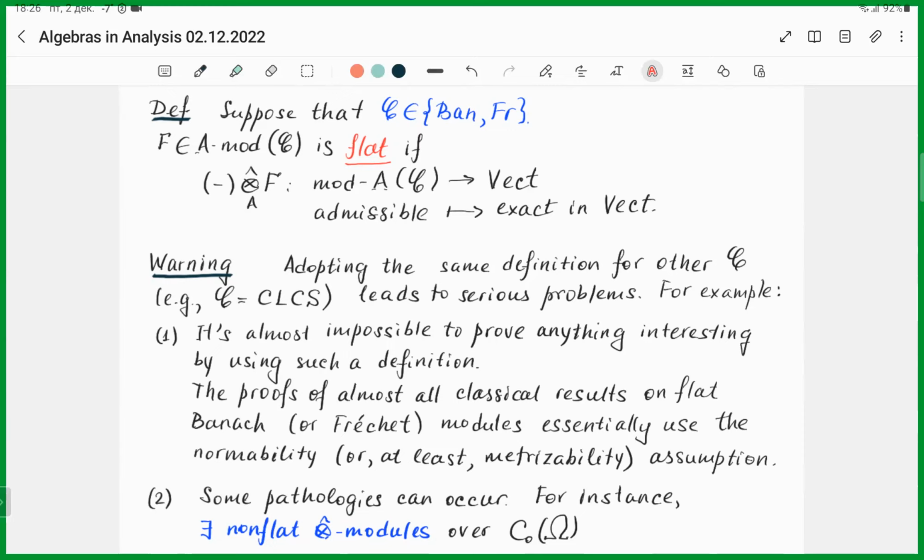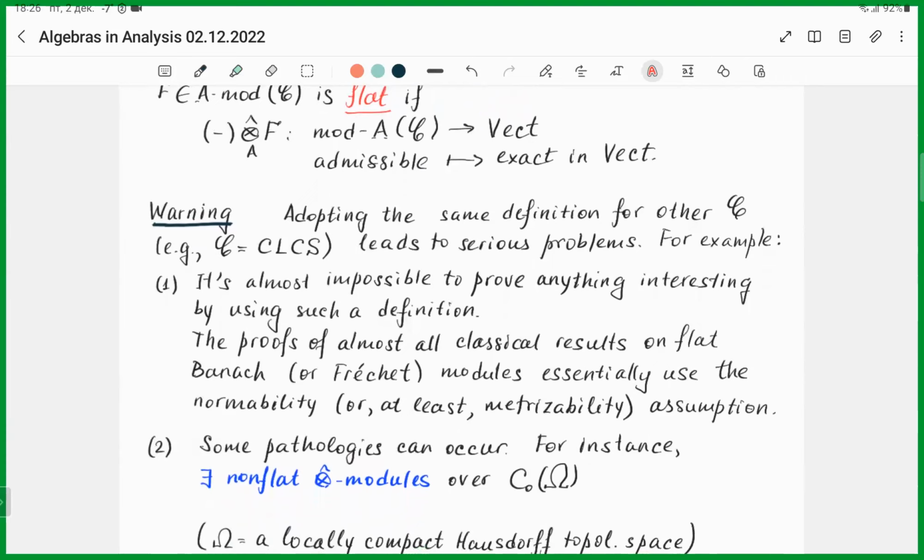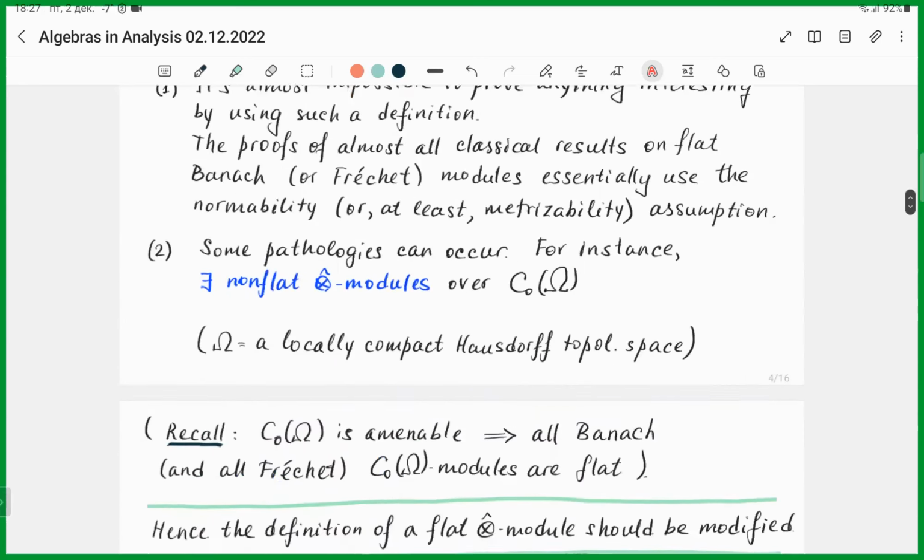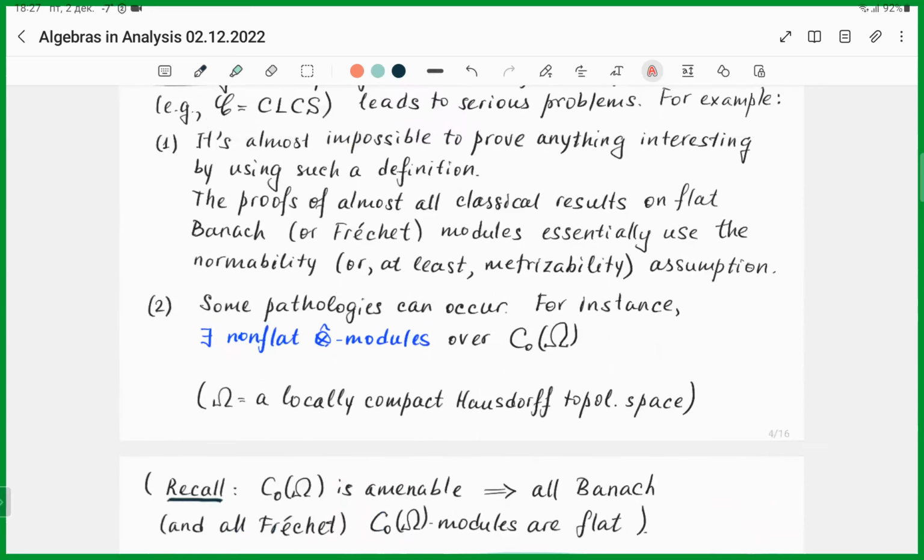And moreover, it turns out that we can meet some pathologies in the non-metrizable case. For example, if we adopt the same definition of flatness in the non-metrizable context, then there exist non-flat topological modules over the algebra C0 of omega, where omega is a locally compact Hausdorff topological space. Despite amenability. So why is this a pathology? Let me recall that C0 of omega is amenable in the sense of Johnson. And as was observed by Helemskii and Sheinberg, all Banach modules over an amenable Banach algebra are flat. And in fact, the same is true for Fréchet modules over an amenable Fréchet algebra. And so we see that if we take the same definition of flatness in the non-metrizable context, then there exist non-flat modules over this algebra, which of course looks like a pathology.